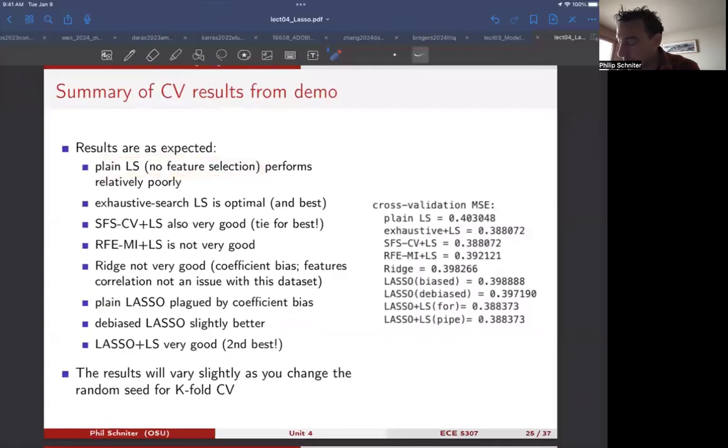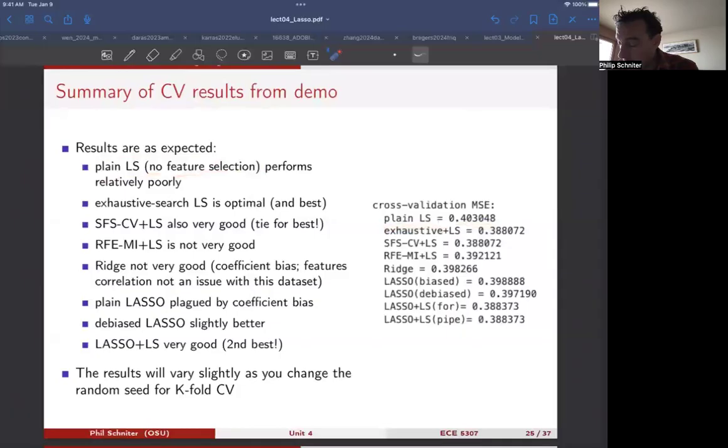So we started this unit considering plain least squares without any feature selection on this PSA dataset. Because of the bias variance trade-off, when we use all our features, our bias is low, but our variance is too high. For that reason, using all the features doesn't do very well. We can see here the cross-validation mean squared error is this number here, 0.403.